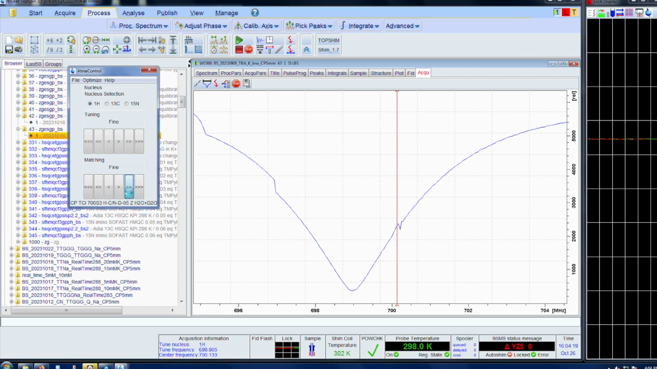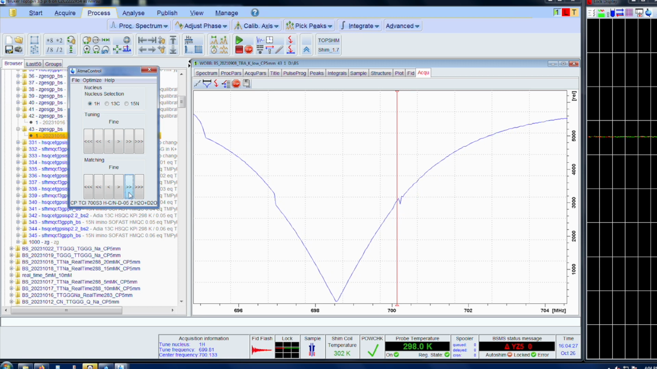So I try to match. The more I hit on the right, it's moving lower. I'm just clicking one at a time, never in a hurry. Once it hits the bottom, that means it has matched. Then it starts to go higher, so I'll try to match it a little bit more. Now the match seems reasonable.